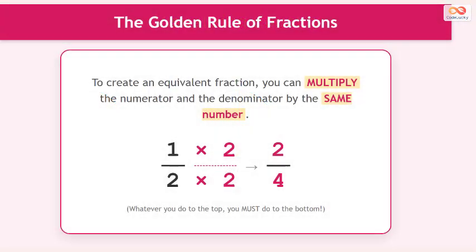Now for the most important rule in fractions, the golden rule. To create an equivalent fraction, you can multiply the numerator, the top number, and the denominator, the bottom number, by the same number. In this example, if we take 1/2 and multiply both the top and bottom by 2, we get 2/4. The key is to do the exact same thing to both the top and the bottom.